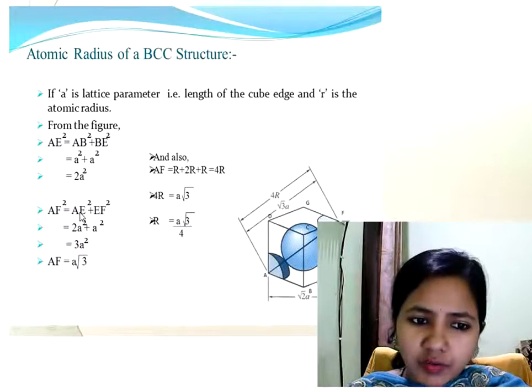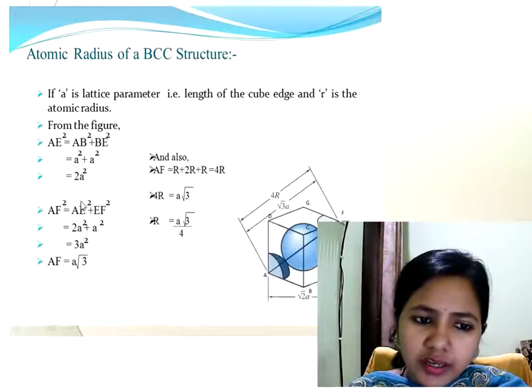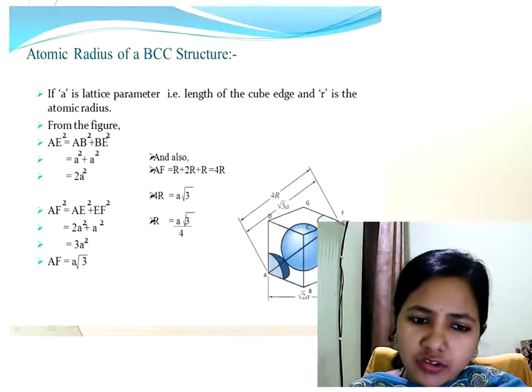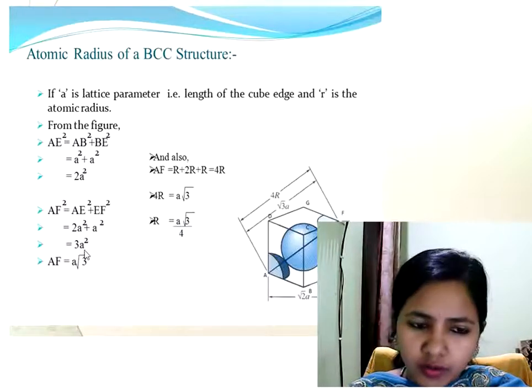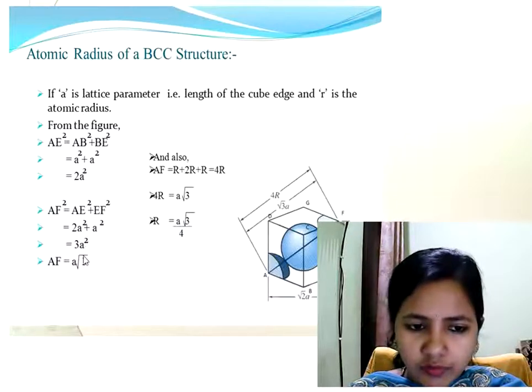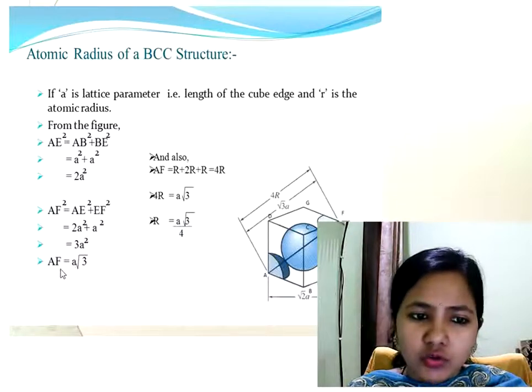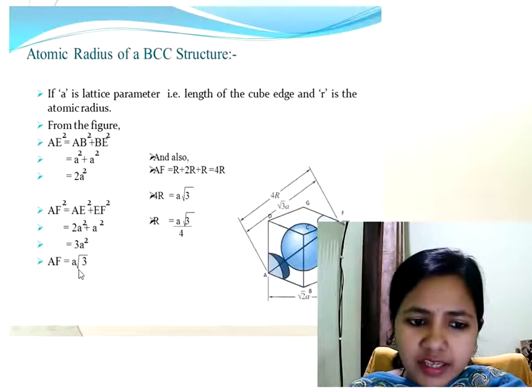So what is the value of AE? Just now we have got it. It's 2A square, and then put the value of EF. It is the edge length, A square. So we will get the value 3A square, right? Now AF is equal to A root 3. Upon solving this, we will get A root 3. So we have got the value of AF. It is A root 3.